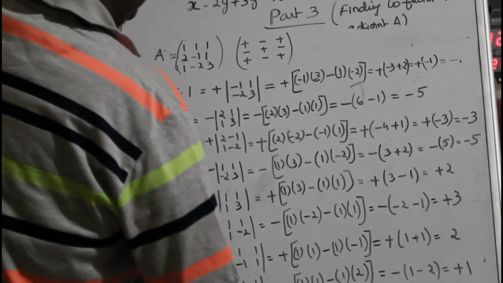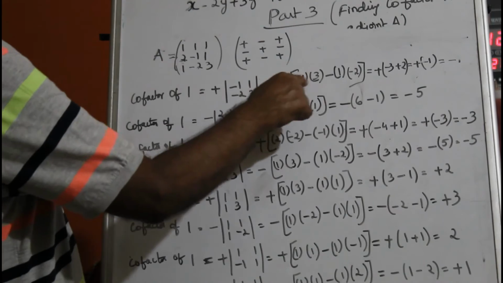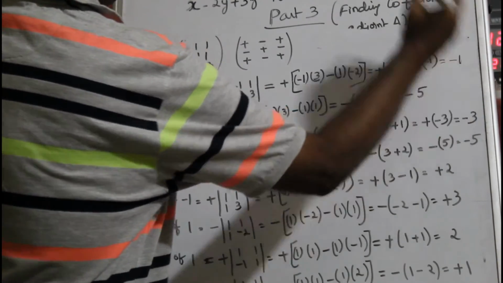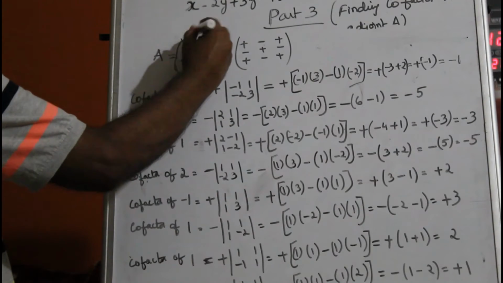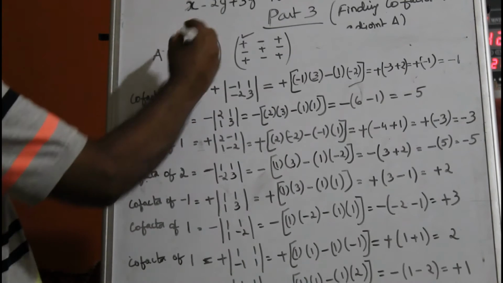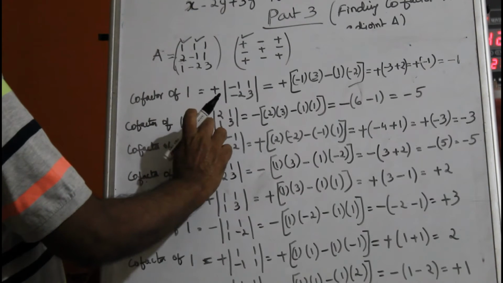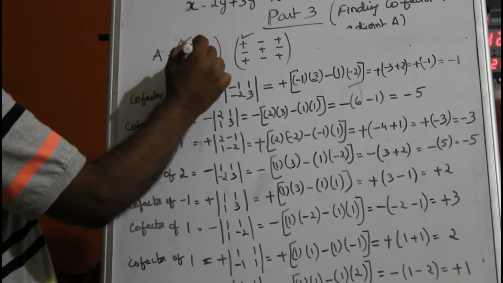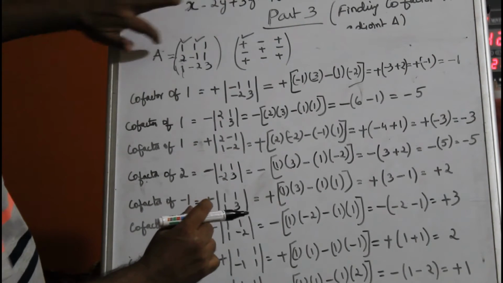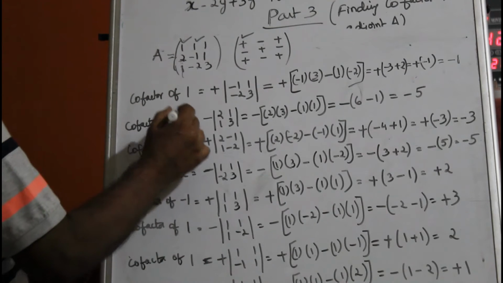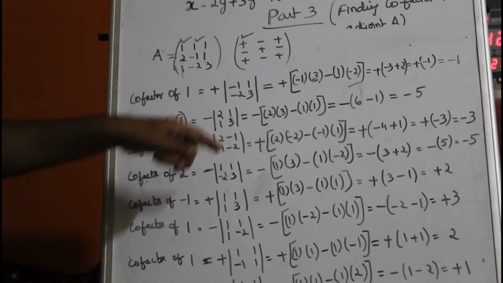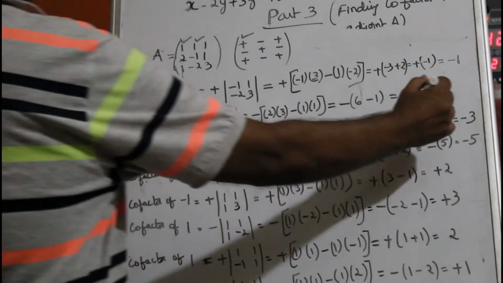So put the plus and expand like this: minus 1 into 3, you get this answer, and finally you get minus 1. Next one, this first one is over, I have taken it. Next, you must go to the cofactor of this one. Cofactor of 1 means you put the minus in front, and leave this row and this column for this particular number 1. So you get 2, 1, 1, 3, and you get minus 5.